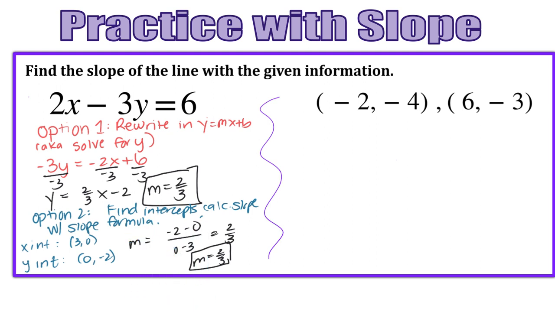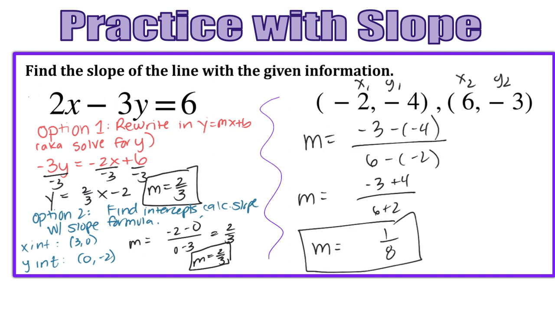For number 2, we're just going to jump right into using that slope formula, or if you really wanted to, you could plot the points and count the rise over the run. I'm going to go ahead and use the slope formula. When we do that, be careful with the double negative situation. Make sure you remember that when you subtract a negative, it becomes addition. And simplify, you're going to get that this slope is 1/8.